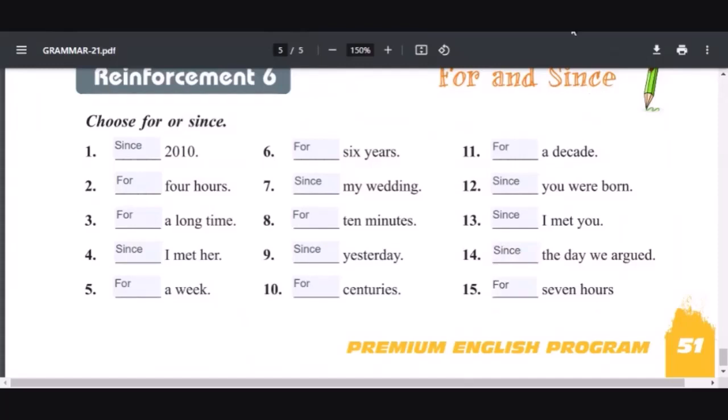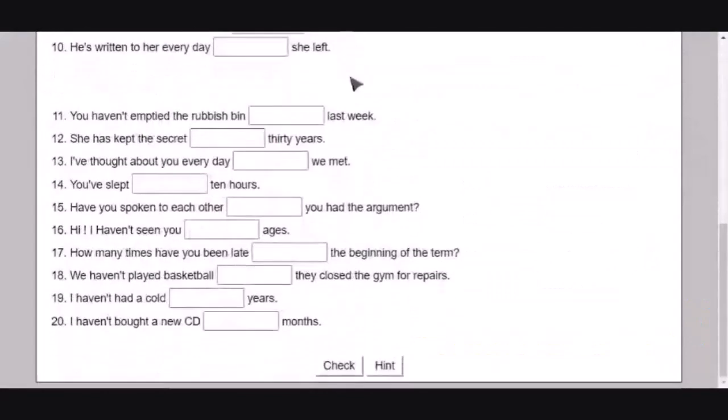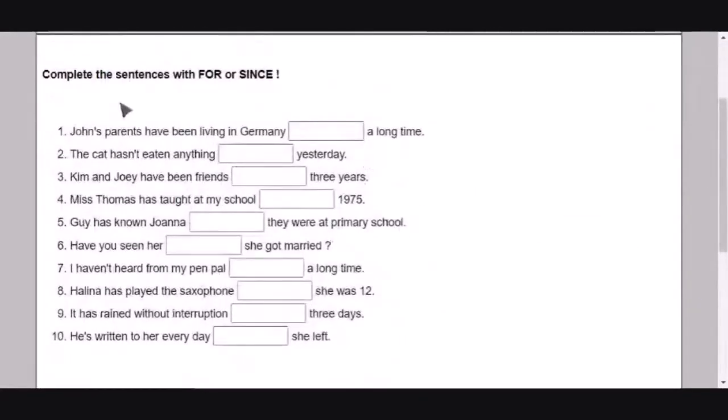Okay, now we are going to do more exercises with for and since. Okay, let me see. Here I have some pages. Okay, here. Okay, complete the sentences with for or since.